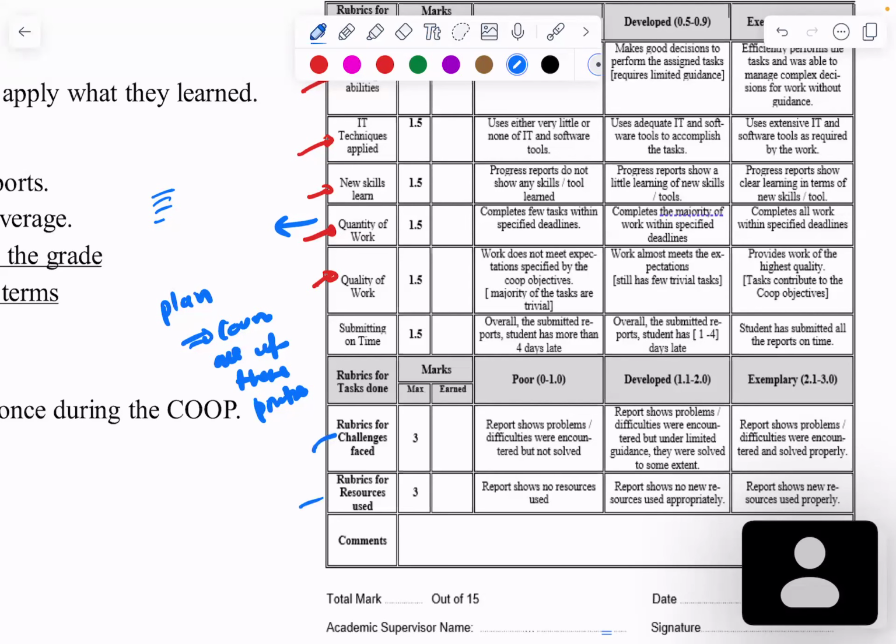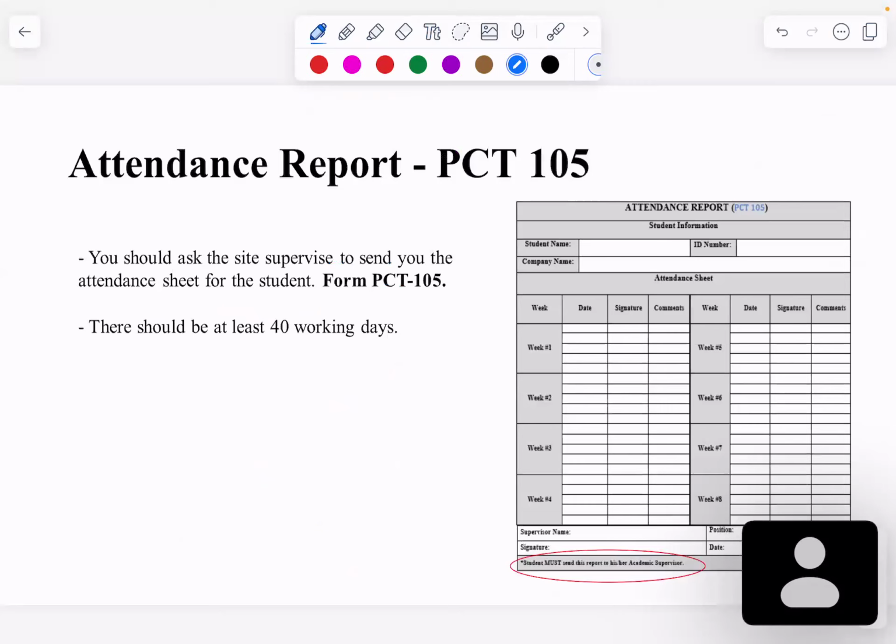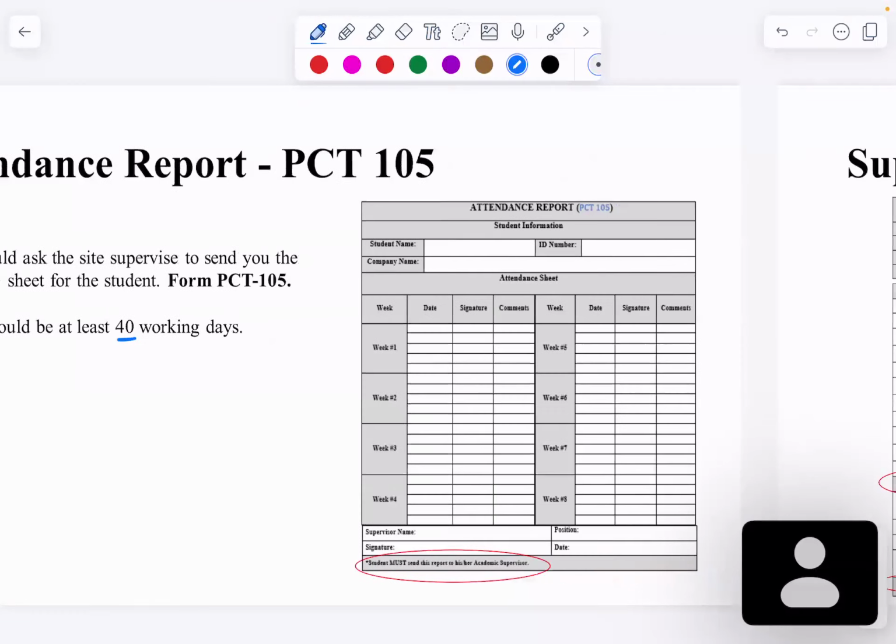But actually, these are the main things you should be aware about: the bi-weekly progress report. This is actually the attendance report. So it means that you have 40 working days, I mean 8 weeks. Some of the problems: some of the students are not aware about the importance of this one, and the site supervisor didn't send us the complete attendance report with the signature of the students. You should be aware, and also you should allow your site supervisor to be aware about this requirement. So you have to sign daily using this format of attendance sheet.